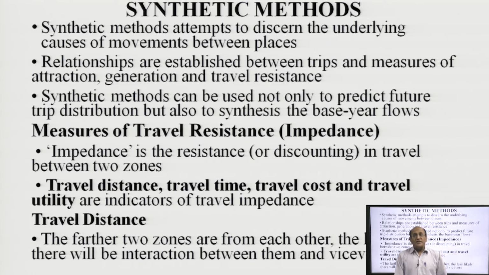Now, we switch over to synthetic method. Synthetic method attempts to discern the underlying cause of movement between places. Relationships are established between trips and measures of attraction, generation and travel resistance.